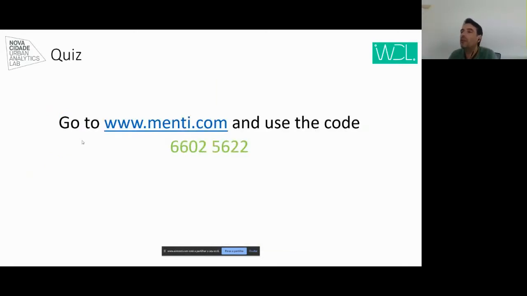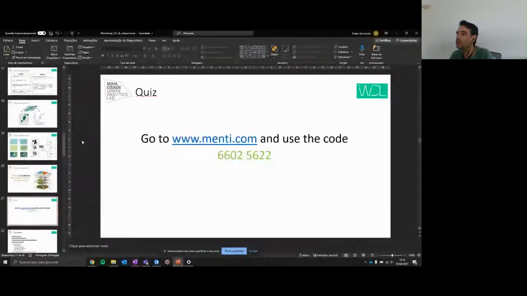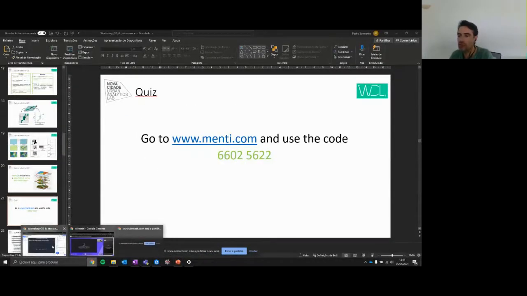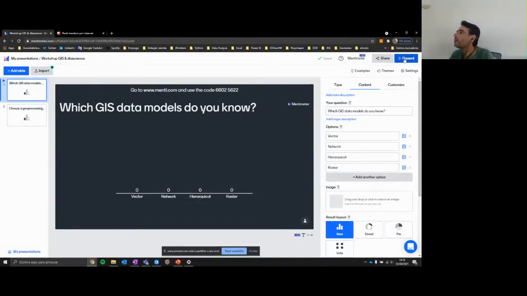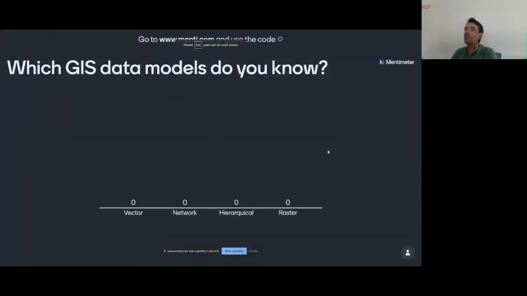So now I want to go to menti.com and insert this code 66025622. Okay, I will present and answer this question. Which GIS data models do you know? Please go to menti.com and insert the code above, and respond to the question. It's very simple. Just write in the browser menti.com and use the above code 66025622.